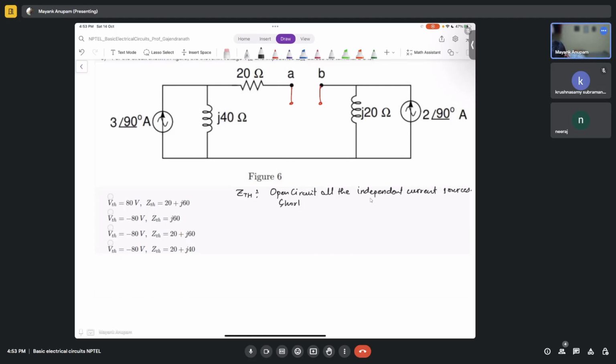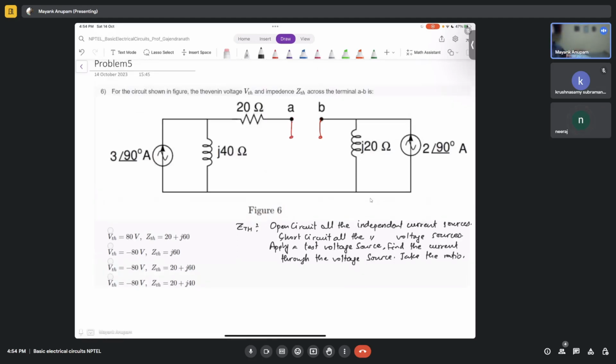Short circuit all the independent voltage sources, and then apply a test voltage source, find the current through the voltage source, and take the ratio. That is what we do for ZTH.